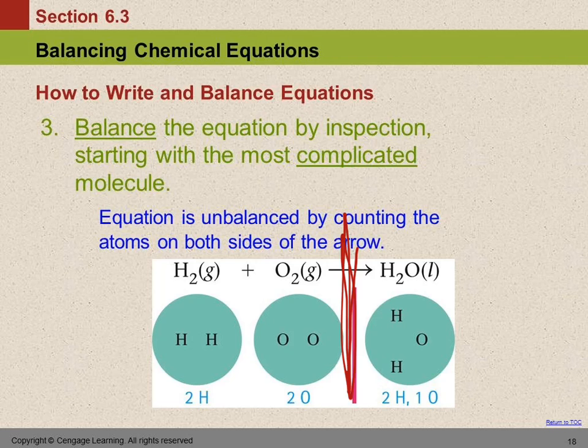And so first of all, you have to just look at it and figure out, well, what do I have? We see that we've got 2 hydrogens and 2 oxygens on the left, and 2 hydrogens and 1 oxygen on the right. Well, that's not balanced. So we need more oxygens.